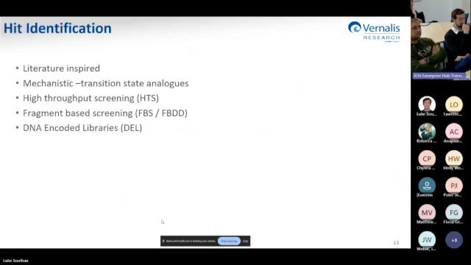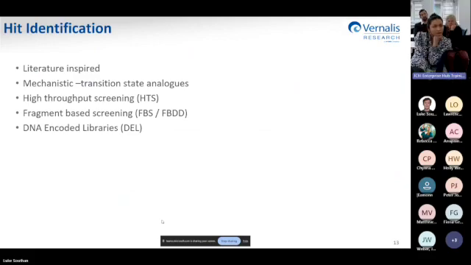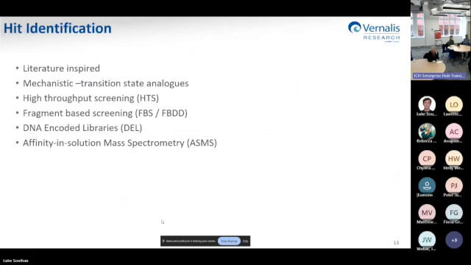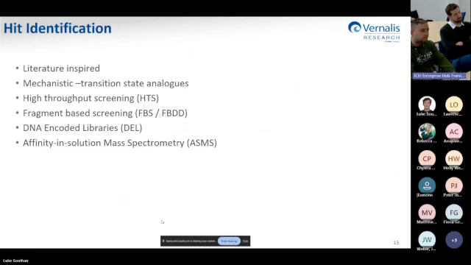DNA encoded libraries, what I've been doing for the last 2 or 3 years. Also very interesting. Again, has some drawbacks. There are no panaceas, but it's a very nice way of finding new chemical matter. ASMS, affinity in solution mass spec, is a very nice way of screening in an unbiased way for interactions between pools of compounds in particular and any molecular target. So a lot of people use ASMS to look for RNA binders, for instance.